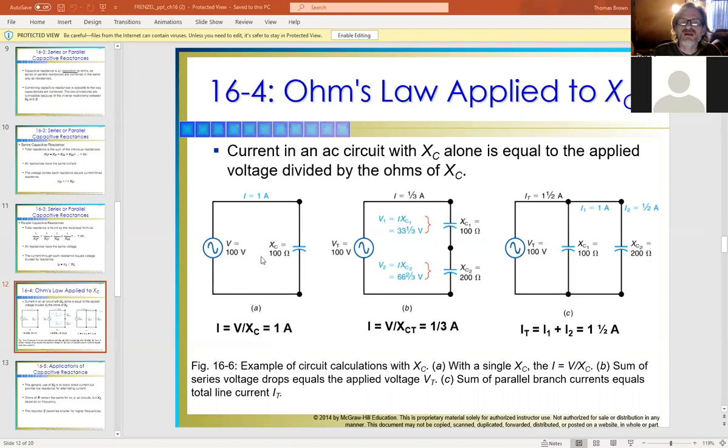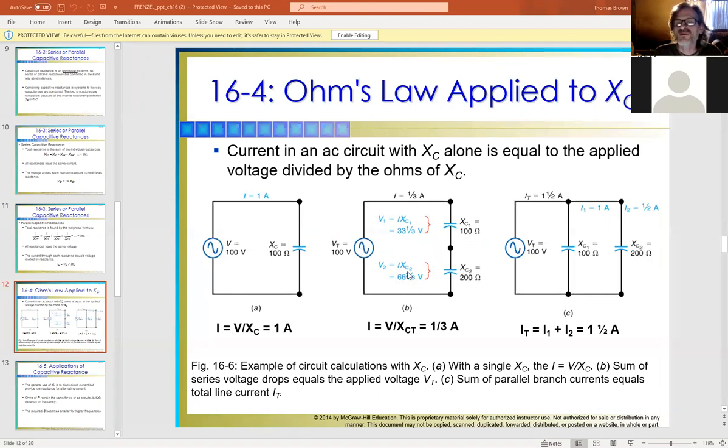Same way with this, right? Because we would have the full 100 volts across this guy. And so then doing our division, 100 divided by 100 gives us the 1. Now we look over at the middle one, and we have two capacitors in a series setup. And so how was this set up? You see that X of C1 is 100 ohms, but X of C2 is 200 ohms.